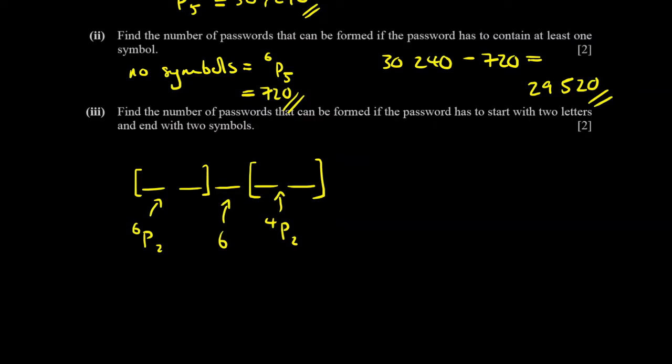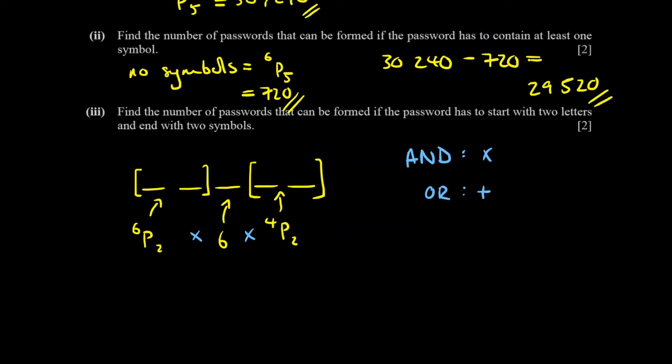Okay, so now what we've got to do is multiply these. Why are we multiplying them? Well, the short way to answer that is if we've got "and," then we multiply. If we've got "or," then we add. That's kind of a helpful rule of thumb. And in this situation, we want the two letters at the beginning and the two symbols at the end and the character in the middle. So that's why we're going to multiply.